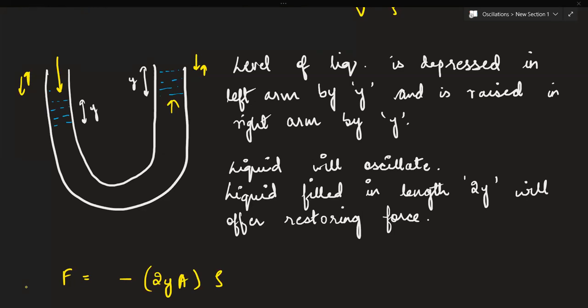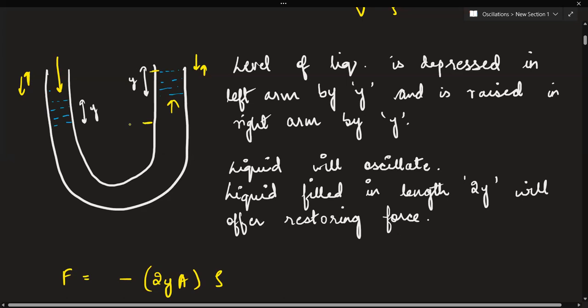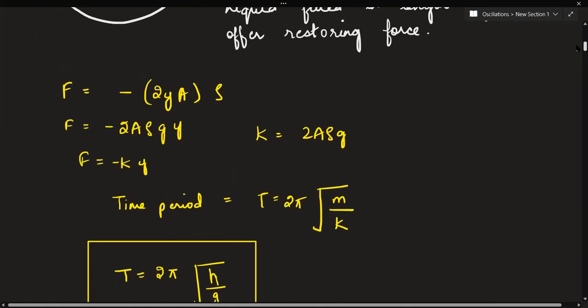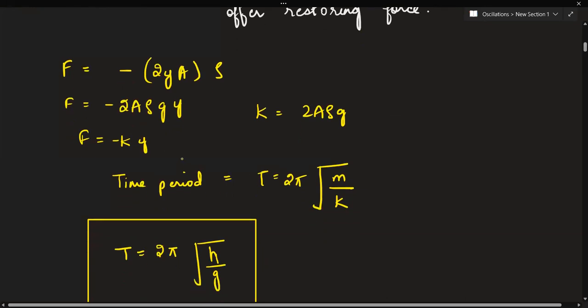See, one y is from this side and another y is from this side as well. So it will be 2y, double of it. Because by y it is being depressed from this side, and by the similar amount y it is being raised. So the total length, the level filled in length, will be 2y because of the total oscillation produced.